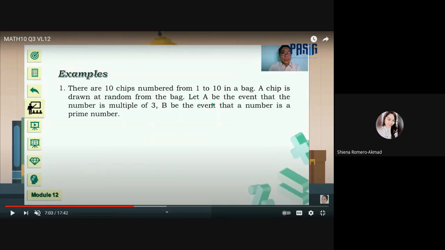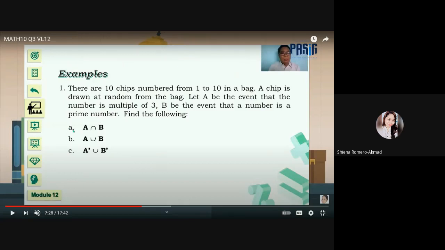Ano-ano pa bukod sa 3? 5, 7, tsaka 2. 5, 2, 7, correct. So we have, not 1, 2, 3, 5, 7. So those are prime numbers. So if we represent that, mamaya makikita nyo, no? Pero we are given here 3 different events, or things to solve.